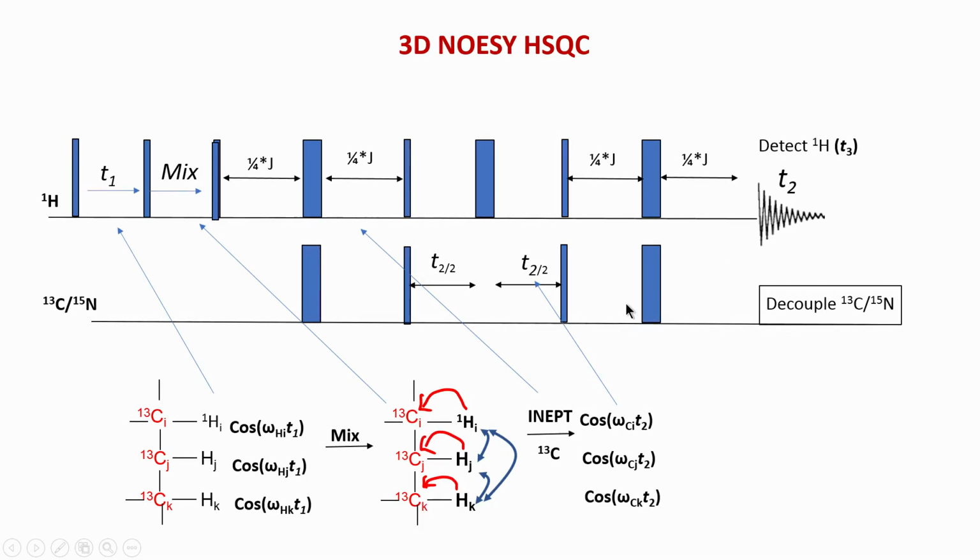Then during this last part, that is reverse INEPT, we transfer it back to proton. Again there is a slight correction here, it should be T3. So, we transfer it back during this INEPT to proton, and what you detect during T3 is again back to this proton. We had only come to carbon to get the chemical shift value. Once that is done, we go back to the same protons from where it came. So, I, J and K. Now, in the next slide I will show you how we can get the correlations.